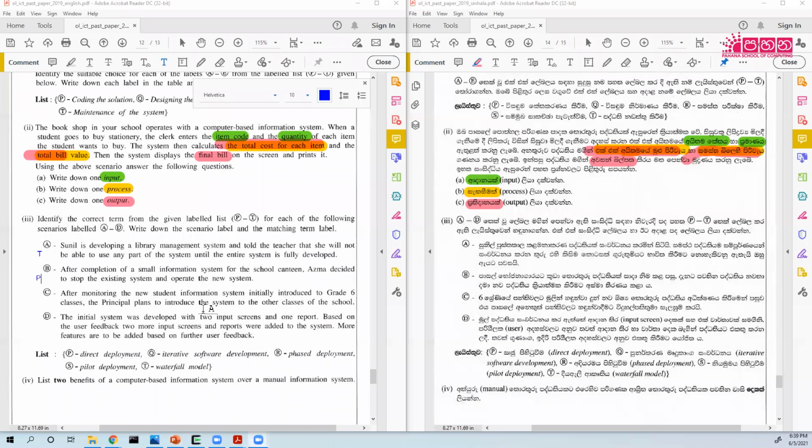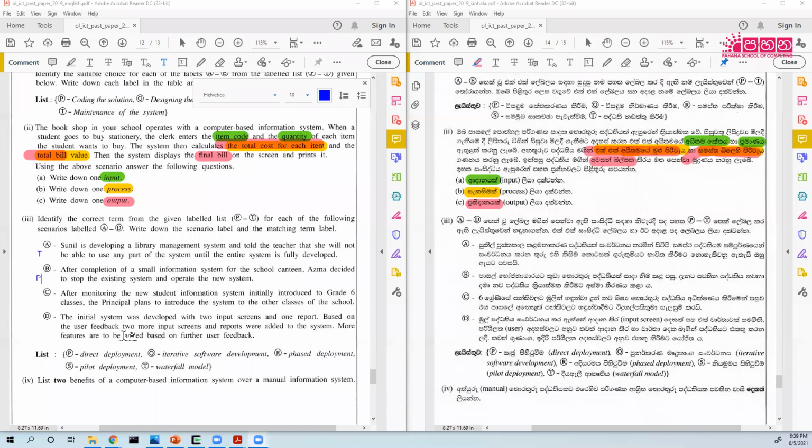So for A we have T because it's about developing the system, fully developed. So it's a waterfall model.